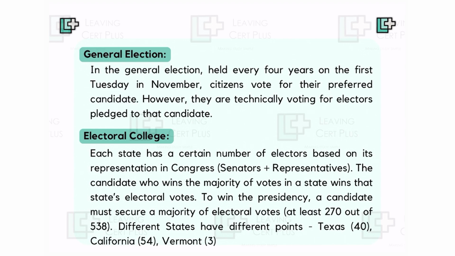For example, Texas is worth 40 points. It's got your 2 senators and then 38 House of Representative members, because it's quite a big state. California is worth 54 points. It's got 2 senators and 52 representatives. But a smaller state, let's say Vermont, is only worth 3 points, so winning that is not as important, if you will. It can matter in a very close election, but certain states are worth more points than others.